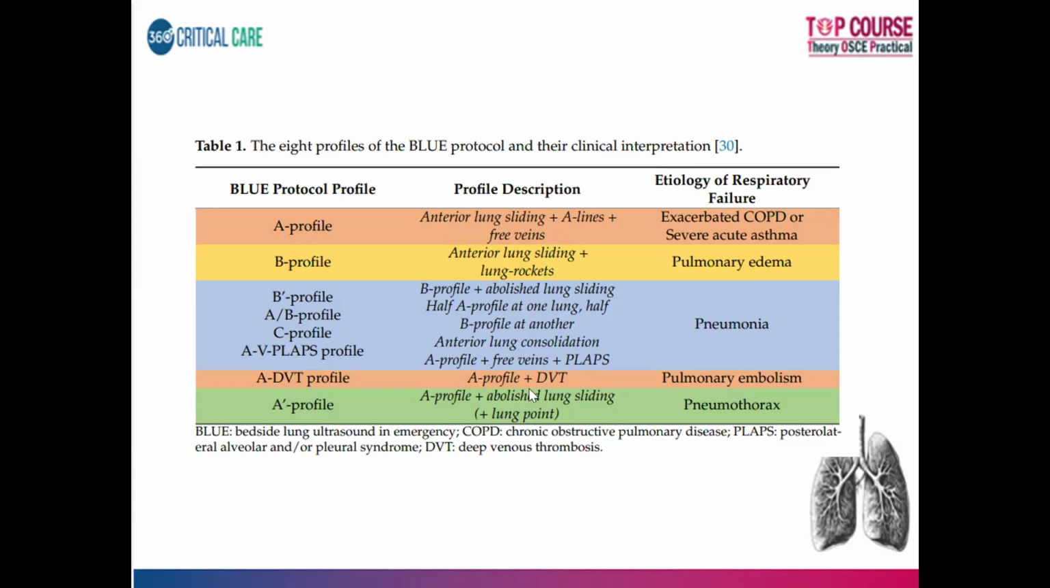at that time. Okay, so in those cases, you see an A profile, and when you do a DVT scan, like a compression ultrasound, if you see the presence of a deep vein thrombus, then it is indicative of a pulmonary embolism. So that is referred to as a DVT profile.